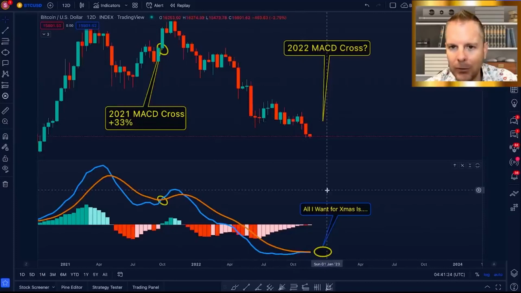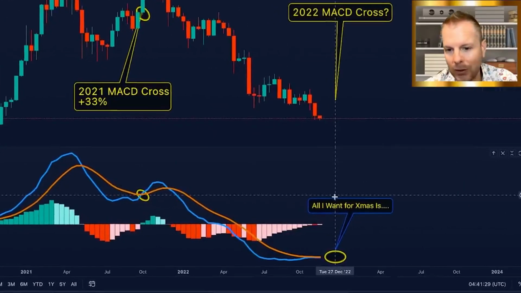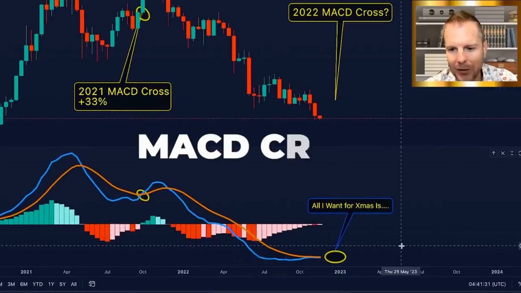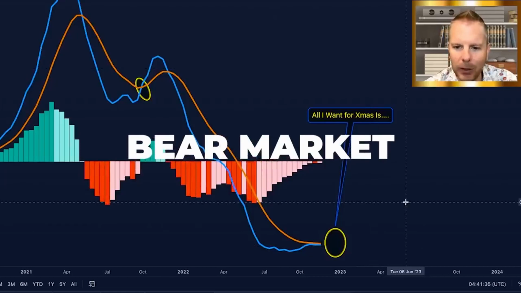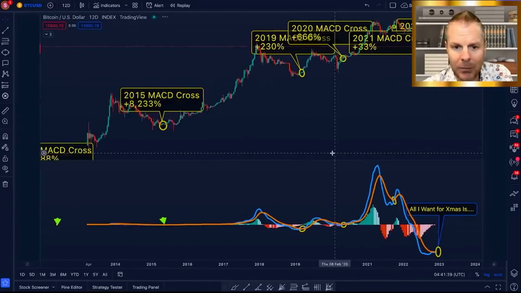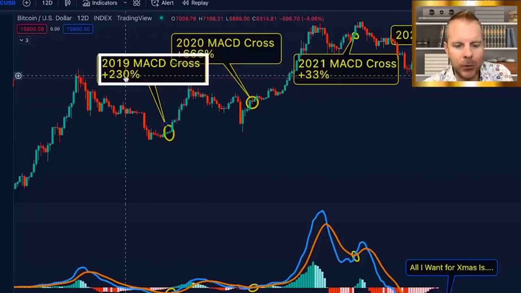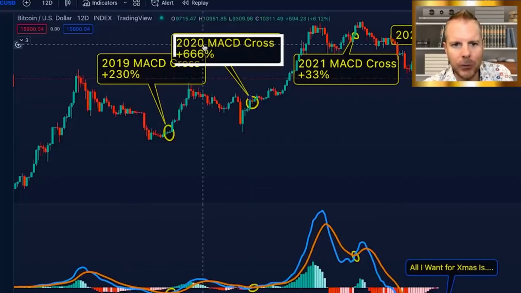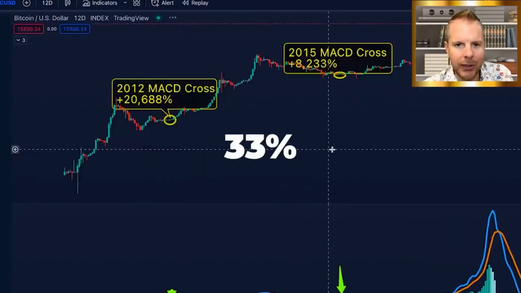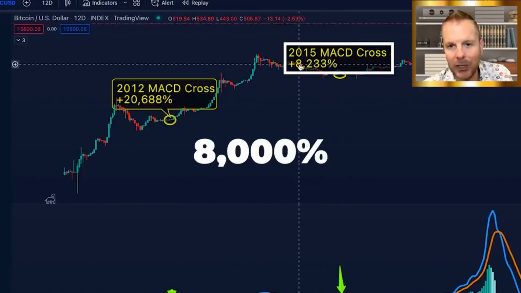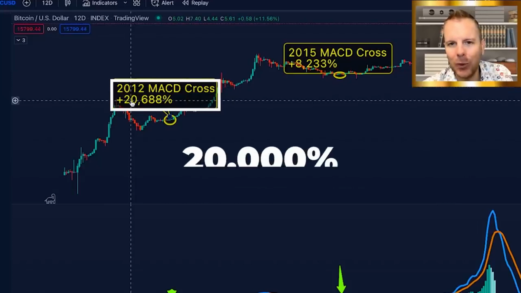But what we're waiting for with this chart, this is the MACD on the 12th day. The only thing I wanted for Christmas was this MACD cross. Ooh, and we're getting close. It happens every single bear market. It happens in a critical time in the bear market. And since the cross in 2019, we went up 230%. In 2021, we went up 660%, most recently 33%. And these other ones, after the cross, we went up 8,000% in 2015. And after the cross in 2012, we went up 20,000%.